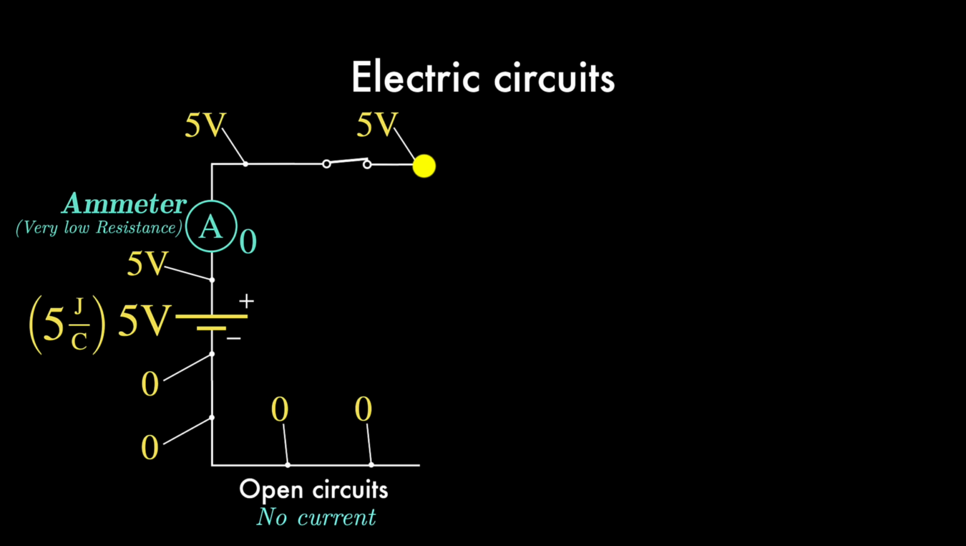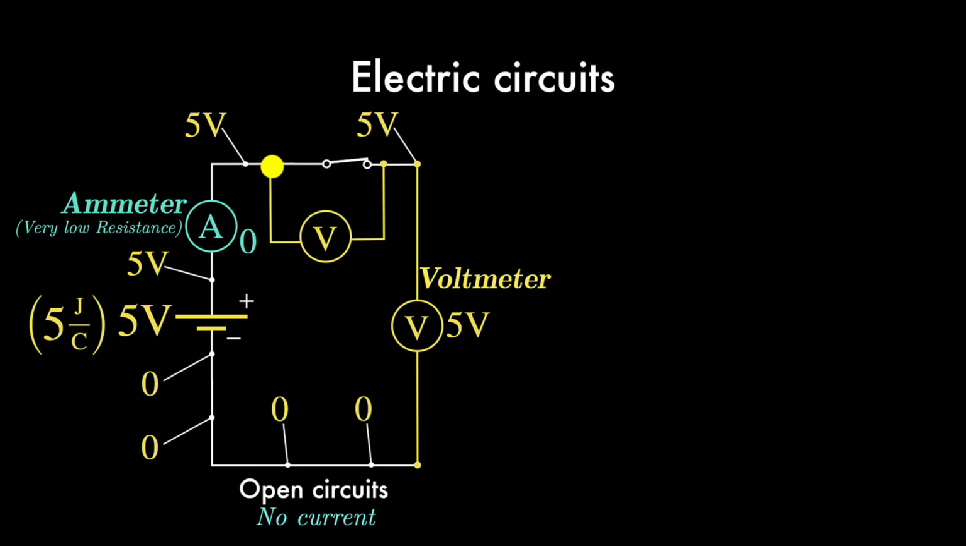And to measure voltage, we can connect something called a voltmeter. If you connect them across these 2 points, the voltmeter will read 5 volts. So a quick question for you. What do you think a voltmeter would read when connected across these 2 points? Why don't you pause the video and think about this?